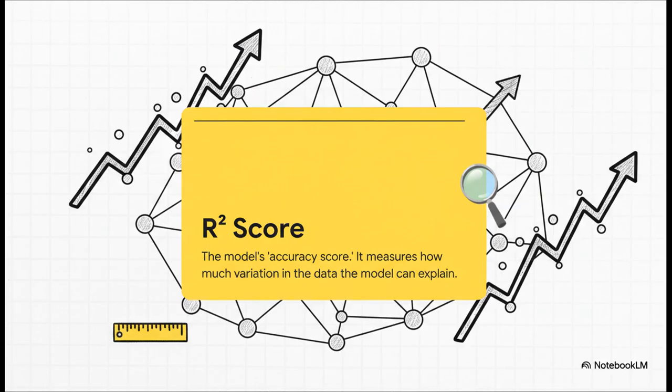And then there's the flip side. We also have to measure success. The R-squared score is like its accuracy score. It tells us how well the AI's predictions actually line up with the real-world truth. A perfect score would be 1. So for this one, the higher the better.